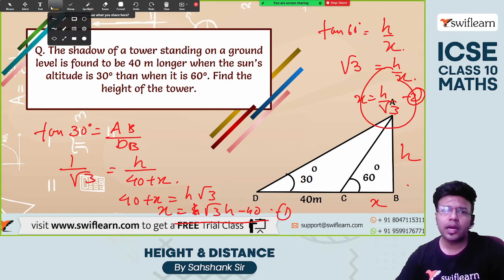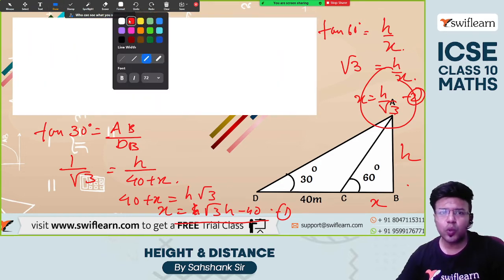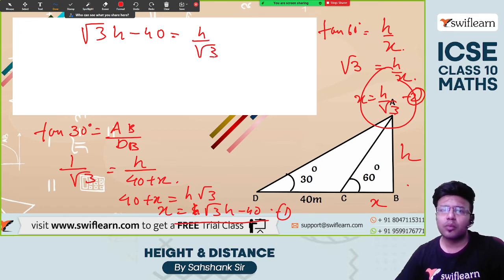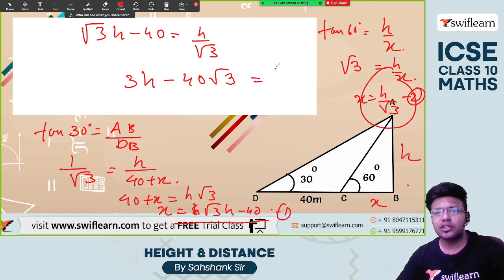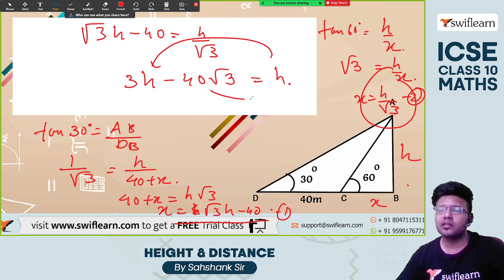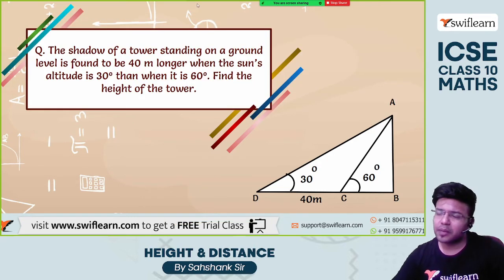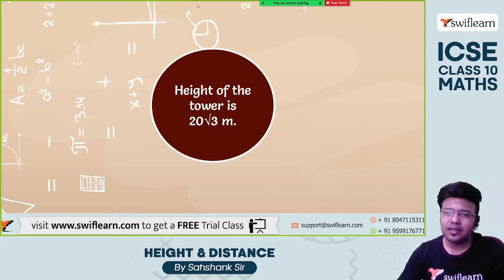Equate equations 1 and 2. Equating equations 1 and 2, we get square root 3 h minus 40 is equal to h by square root 3. Multiply this, we get 3h minus 40 square root 3 is equal to h. Take this h this side, and this term this side. We have 3h minus h, which is 2h. 2h is equal to 40 square root 3. This implies h is equal to 40 square root 3 by 2, which is 20 square root 3 meters. If you want in decimals, multiply 1.73 to 20, you will get the answer.